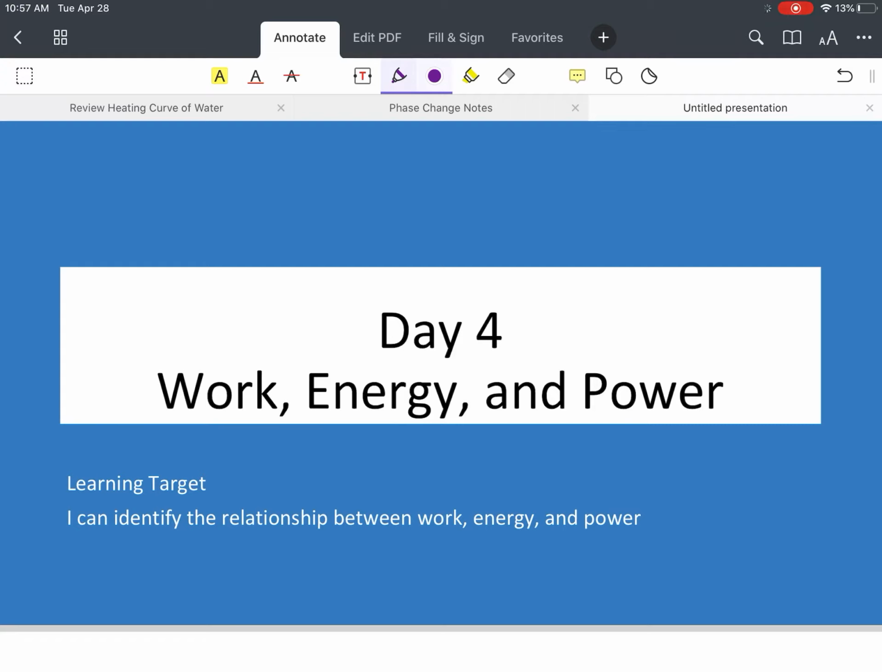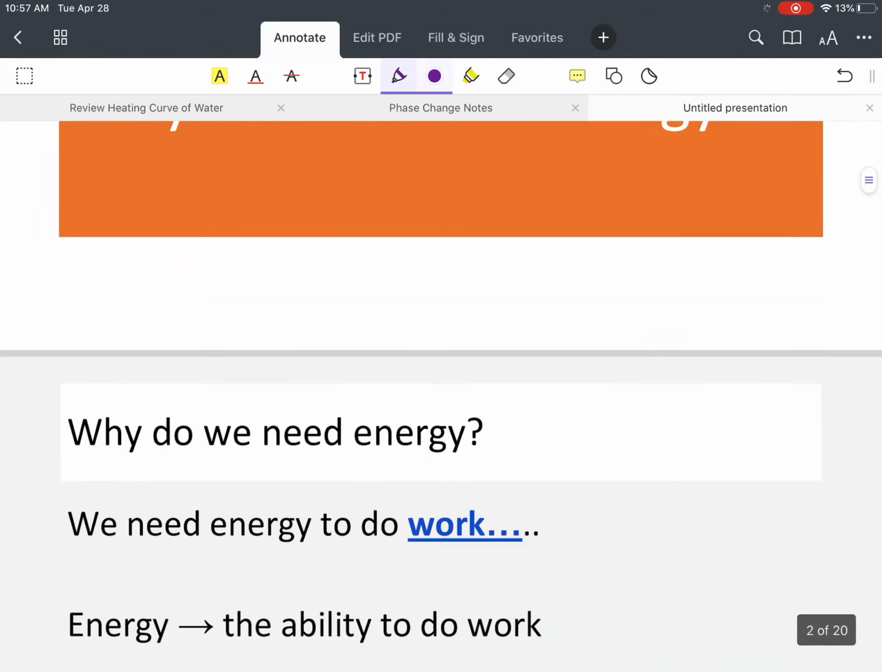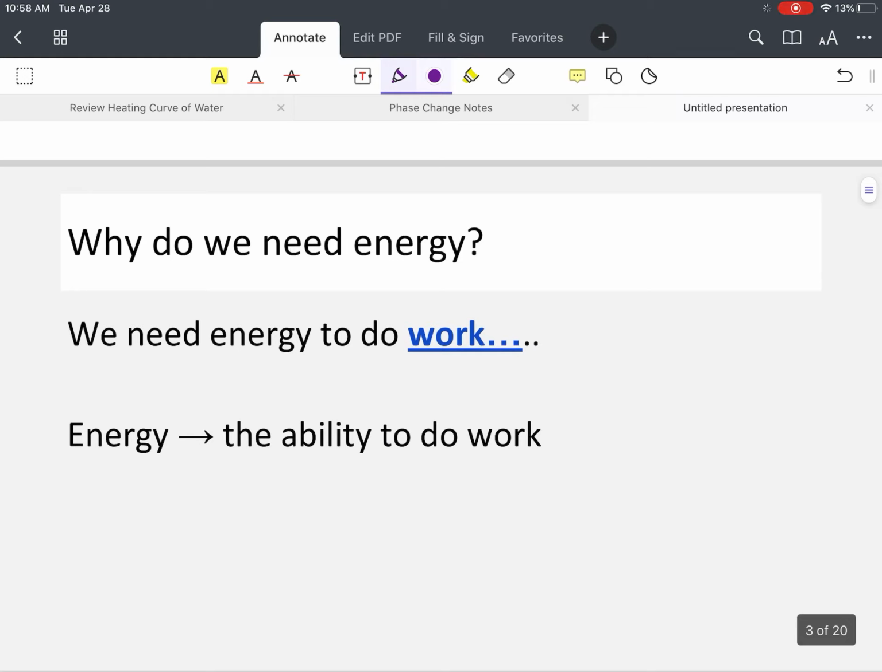So this is kind of the last little bit of the energy unit. We're going to talk about work and power and how they relate to energy. The first thing is just, why do we need energy? Really, we need energy so that we can actually do things, right? We can do work. That's the fancy physics word for actually doing something. The definition of energy is just the ability to do work.